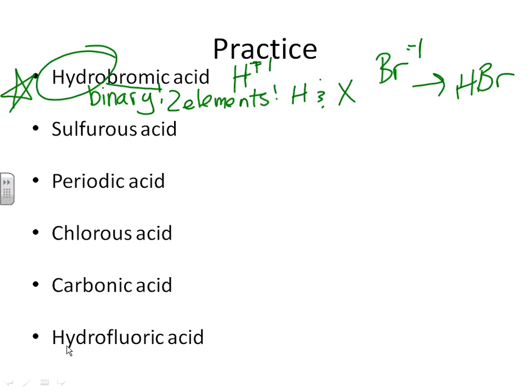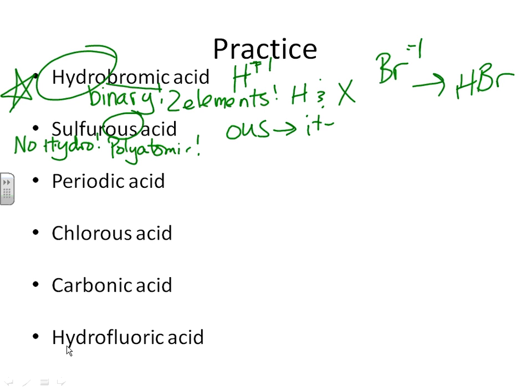Next up, sulfurous acid. You'll notice there is no hydro here. No hydro, so this is based on a polyatomic. Okay, so based on the polyatomic ion, that means that we need to look at the ending. This is sulfurous acid. Ous came from ite. So sulfurous acid came from the sulfite ion.